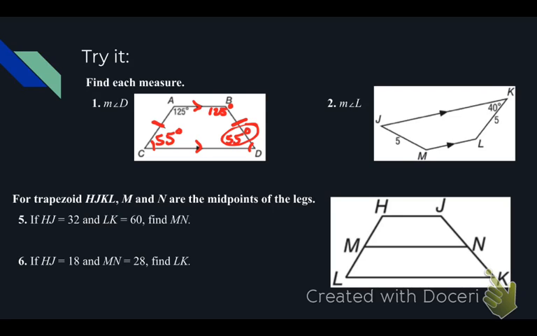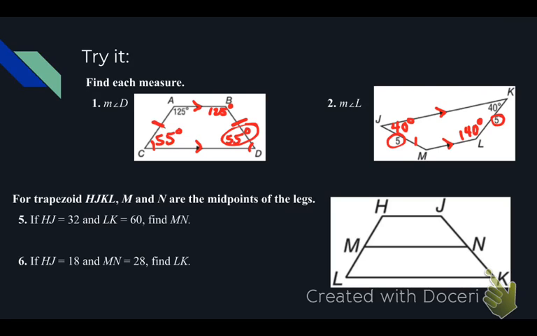Measure of angle L, again, you could look at this the same way. This is isosceles. Both legs are 5. Here's our parallel bases. So K and L, think about those. Those would have to add up to 180, so L would be 140. Or again, if you use all the angles, J is congruent to K, so this is 40.